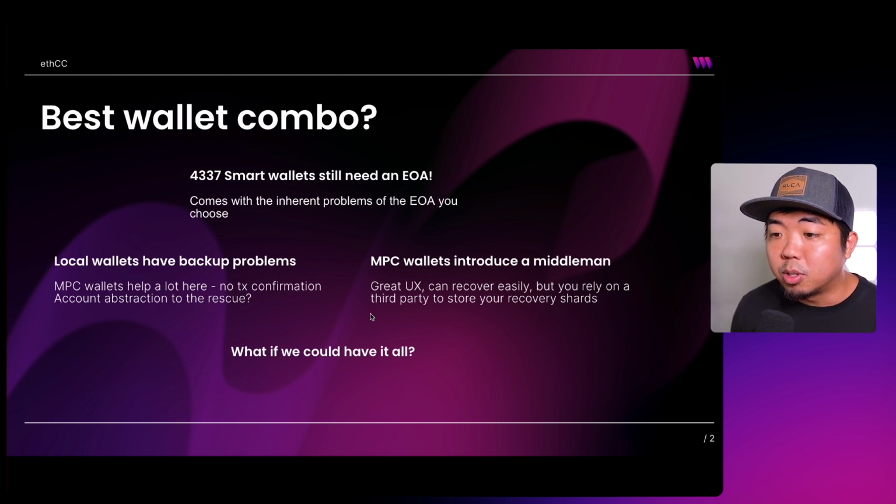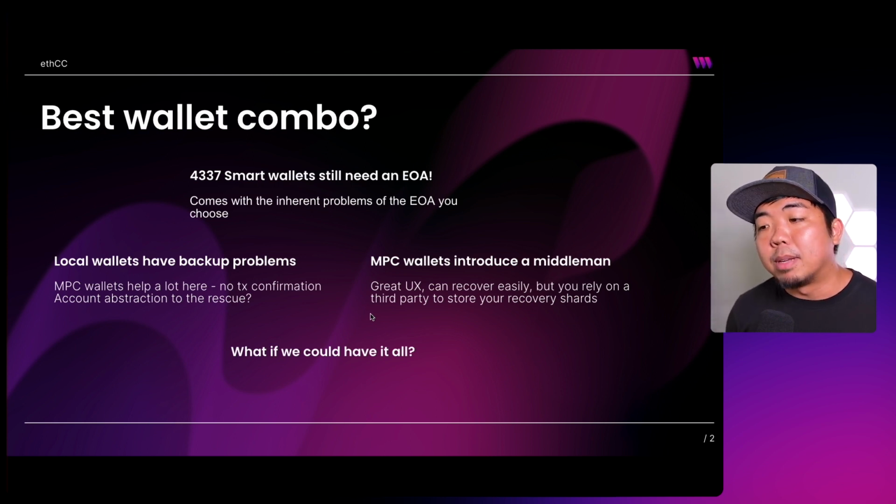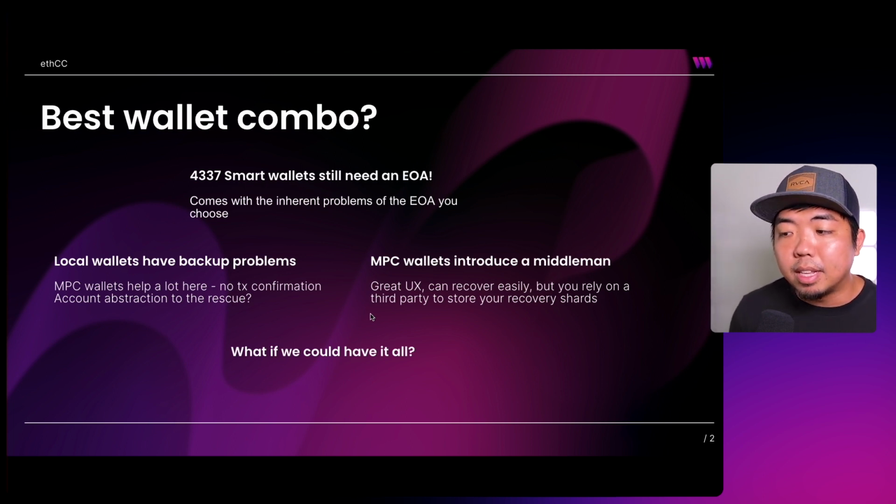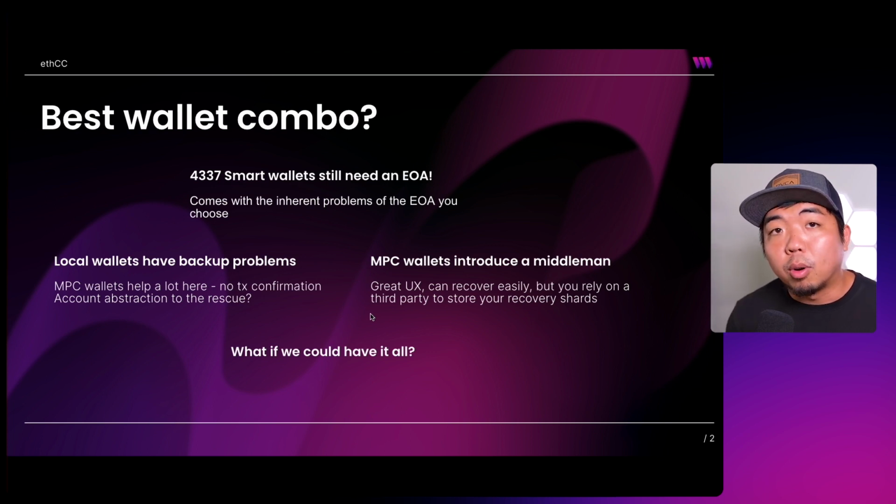So if you were to create a local wallet on a computer and then go to your phone or another computer, you would still have the issue of not being able to access that wallet unless you exported it, transferred it over, and then re-imported it into the new device. And we also have MPC wallets, but then you introduce a middleman, right? It has great user experience. There's a recovery flow and everything to it, but then you're now relying on a third party to store one part of your recovery shard. So again, you're introducing another middleman or company to that equation.